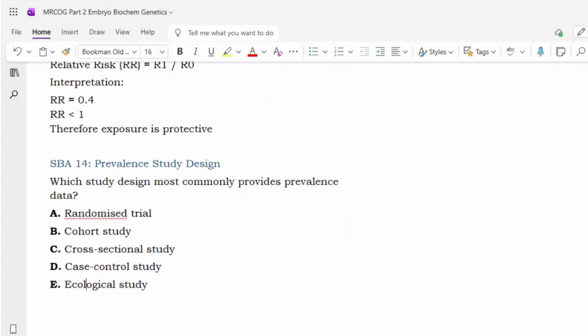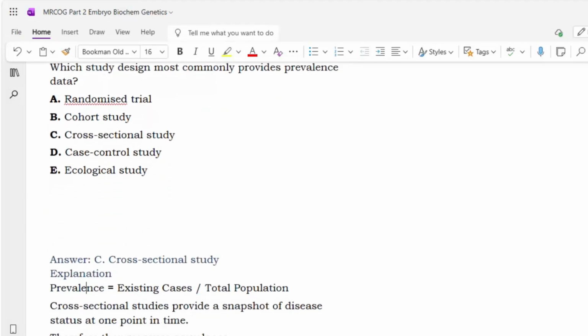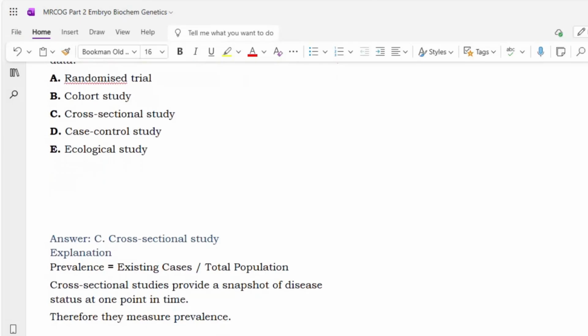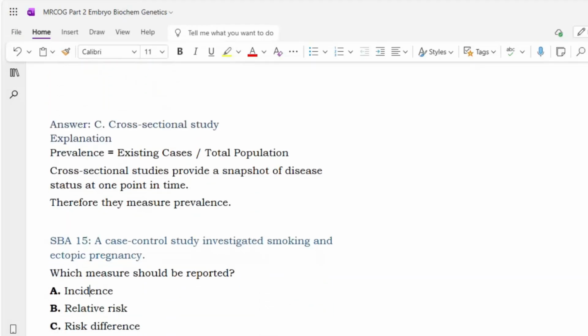Which study design most commonly provides prevalence data? A randomized trial, B cohort study, C cross-sectional study, D case control study, E ecological study. So it is C, cross-sectional study. Cross-sectional studies provide a snapshot of the disease status at one point of time. Therefore, they measure the prevalence. Next.